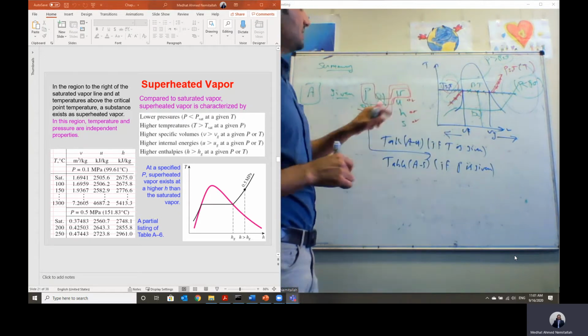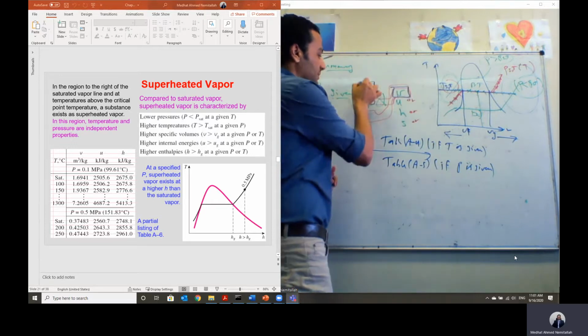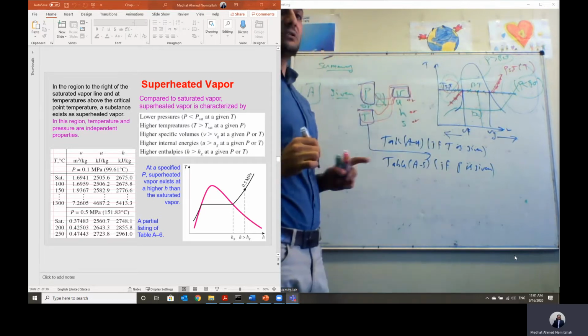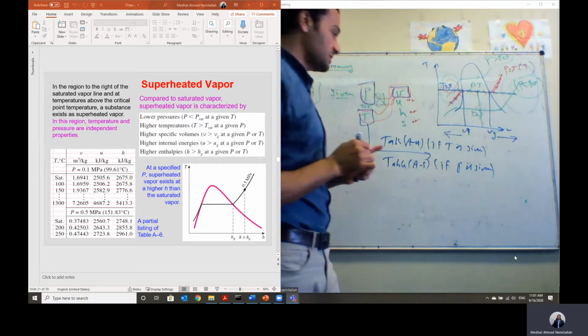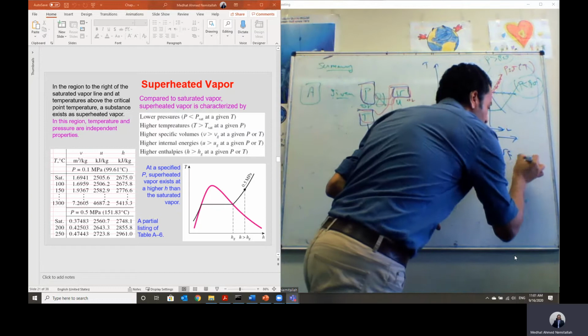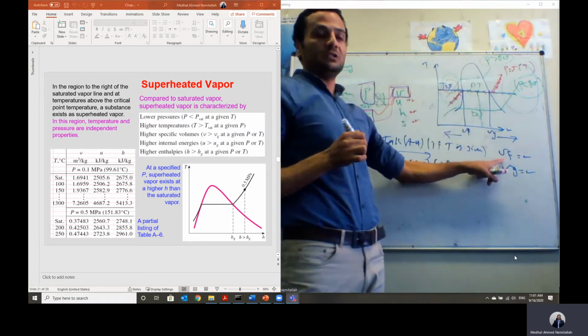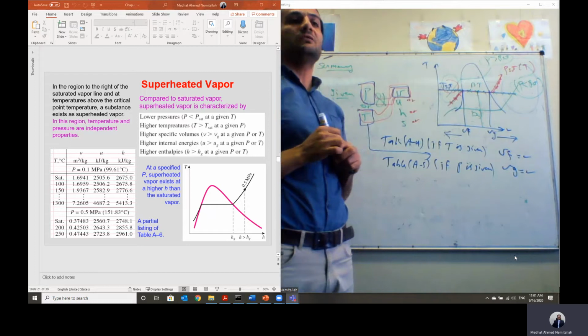Then in this case, let's say we are given the specific volume with either the pressure or the temperature. So I will go to table A4 if T is given, or A5 if pressure is given. Then I will get the property V fluid, which is the saturated liquid specific volume, and also I will get V gas.